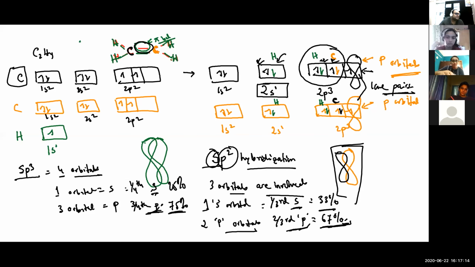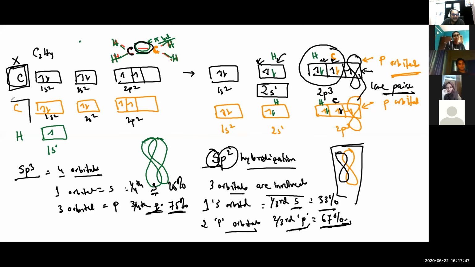Sir, while counting the s orbitals, why didn't you count the s orbital of the yellow carbon? Not yellow, orange, sorry, yes, the orange carbon. But the thing is, hybridization is only for one carbon. So if you want, instead of the black carbon, you can take the orange carbon, and the orange carbon is the same.